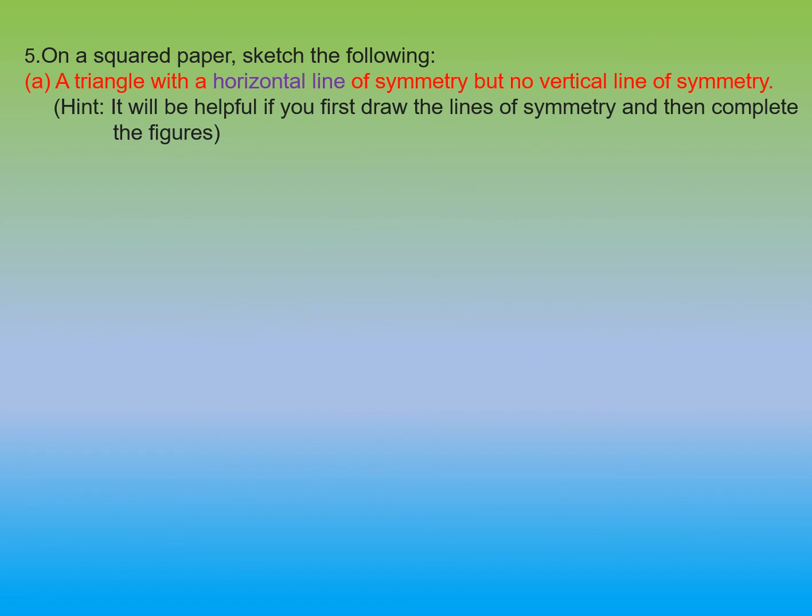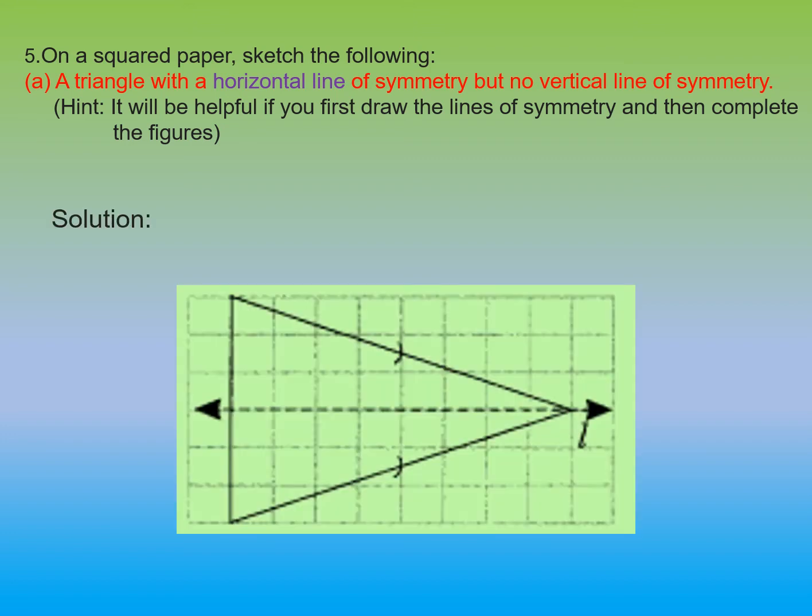On a squared paper, sketch the following. A triangle with a horizontal line of symmetry but no vertical line of symmetry. So it must be an isosceles triangle, isn't it? But we are asked to draw a horizontal line of symmetry. So the picture will look like this. A triangle with a horizontal line of symmetry. Now in this triangle we don't have any vertical line of symmetry.